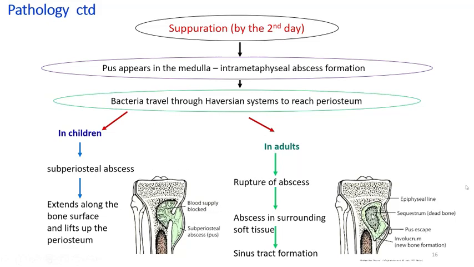But in adults, the periosteum is firmly adhered to the bone. It won't strip off from the bone surface, so pus won't track beneath the periosteum, making a periosteal abscess in adults. Instead, it will make a kind of abscess, but when the pressure goes up, the abscess will rupture and the pus will come out from the bone into the surrounding soft tissue, or maybe through the skin, forming a sinus tract. So there's a difference in pathogenetic mechanism in children and adults.